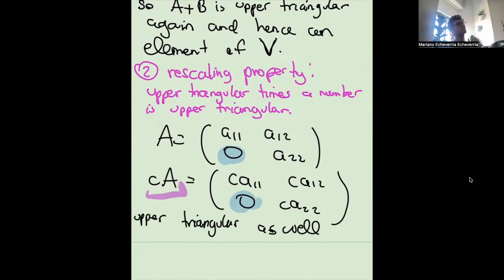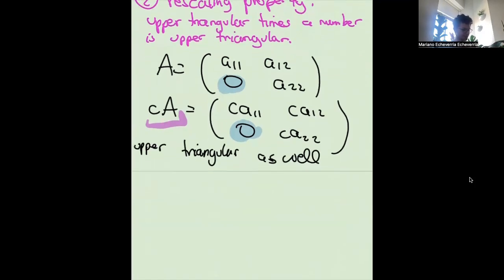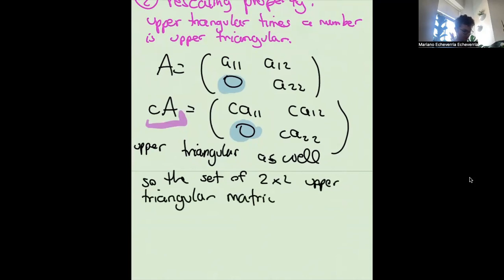So the way this is phrased is that you would say the set of 2 by 2 upper triangular matrices is a vector space. That's actually what you would see written out. So the set of 2 by 2 upper triangular matrices is a vector space.